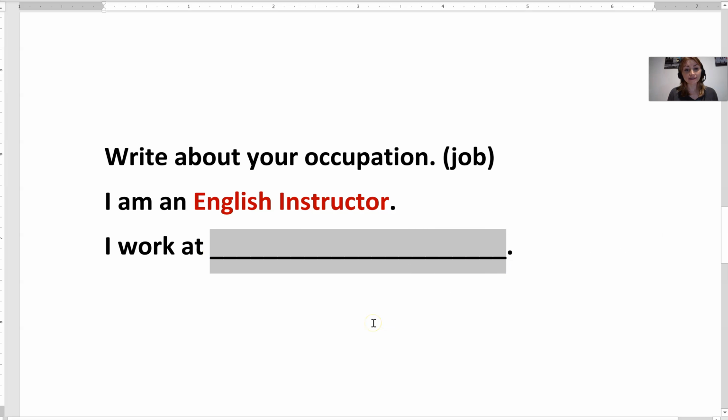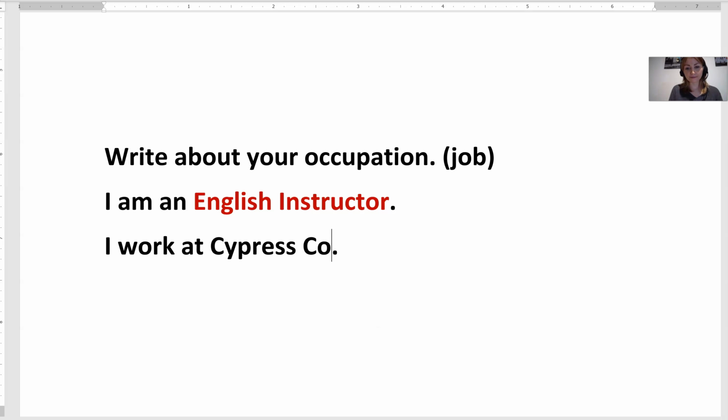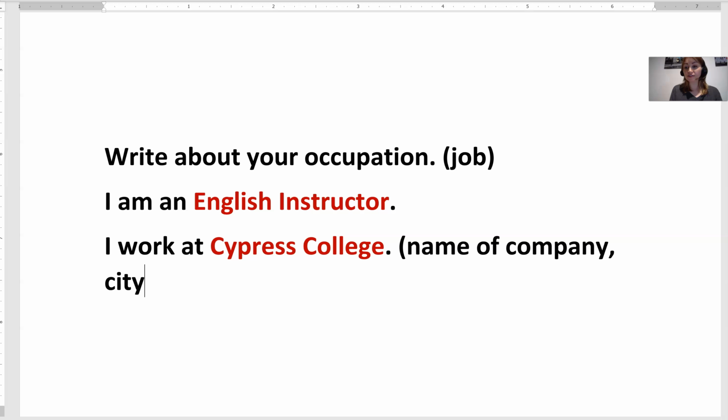And here I work at, that means the location, the place, maybe the city. So I work at, let's say, Cypress College. Okay, so that's one of the schools where I work. But you can tell me the name of the company, for example. Name of company, maybe just the city. If you work at the store, you can say the store or the school. That's perfect. Okay, that's your example.